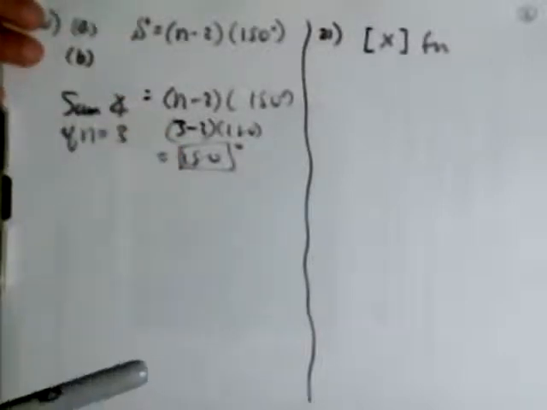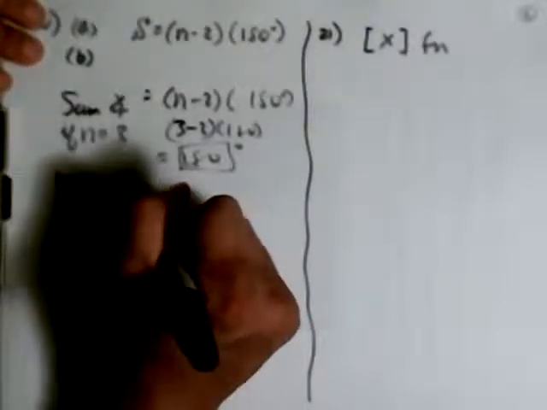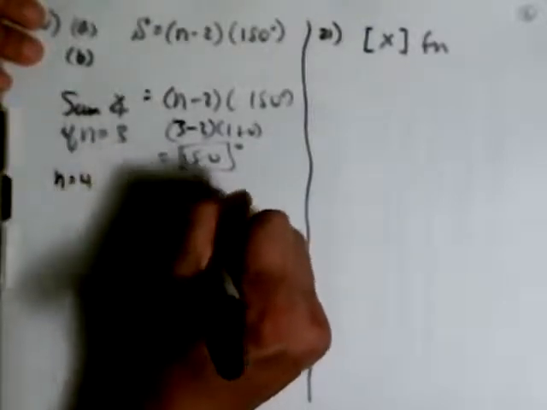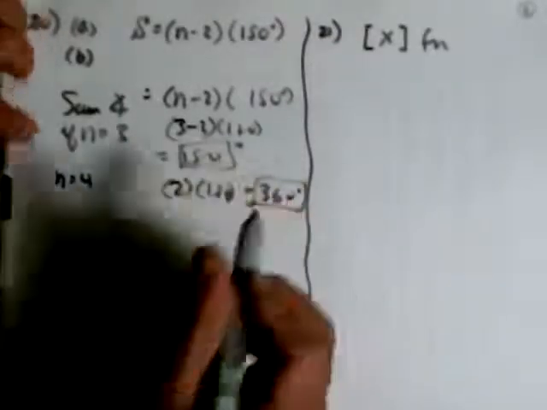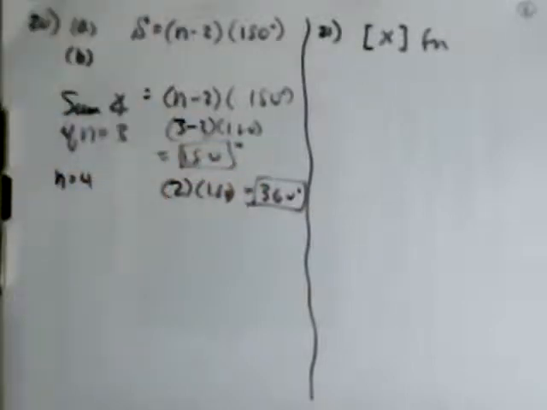What if n equals 4? Then it's going to be 2 times 180, which is equal to 360 degrees. A 4-sided figure is called a quadrilateral, and it has 360 degrees, of course.